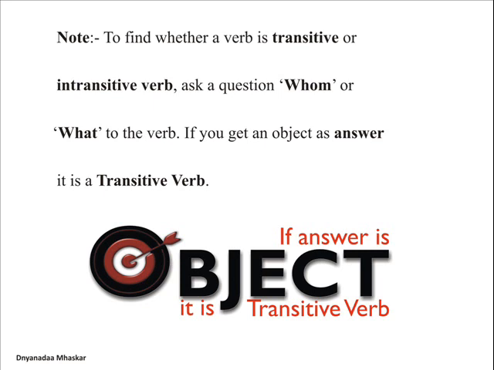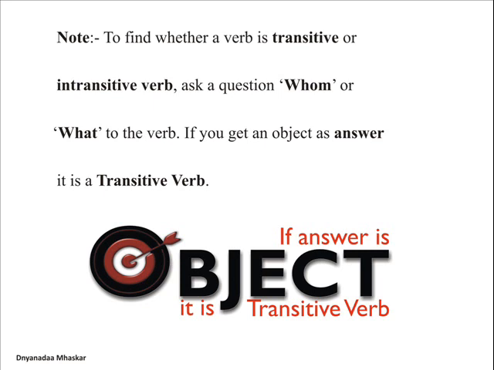Let us see an example. He eats an apple. Eats what? An apple. So, when we ask the question to the verb, what, eats what, we get the object as the answer, which is an apple. And children, if you pay attention, here we are talking about sentences. So please go through the video made on sentences.